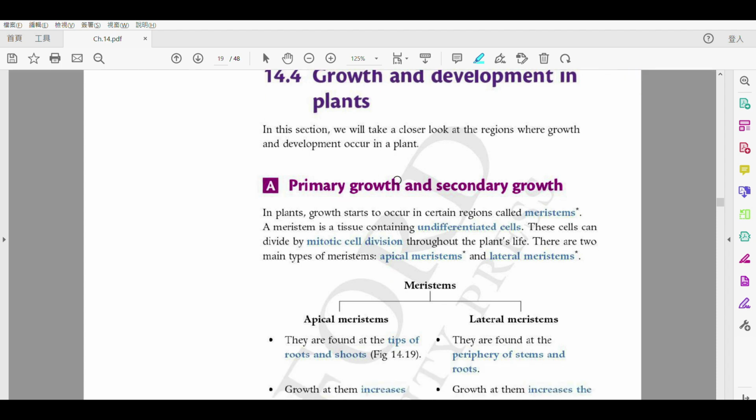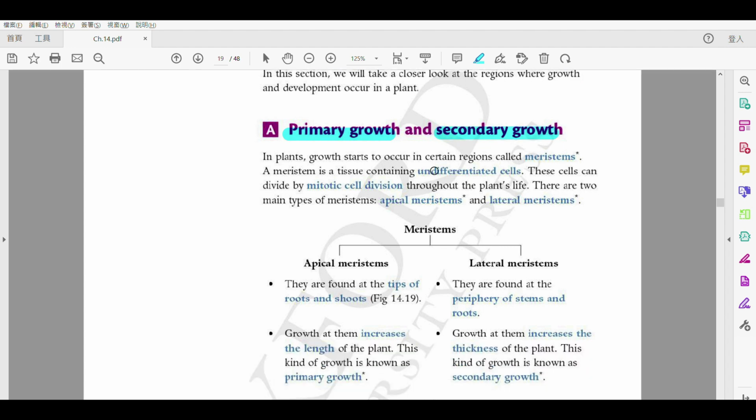First one, we'll talk about the growth of plants. And there are actually two types of growth. One of them is called the primary growth, and the other one is the secondary growth. So there is one region in the plant very important, and this region is called the meristem. Okay, so say it, meristem.